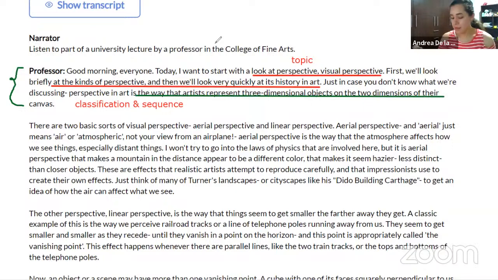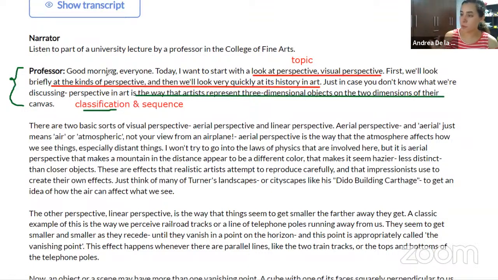What do I mean by that? That you're going to be actively looking for specific information. You already know that this is classification. So what does that mean? That means that you're going to be looking for the types of perspective, 1 type, 2 types, 3 types, I don't know how many. And you're going to be looking for a definition of each type. What is that type? A description of it. And you'll also be looking for specific examples of each type.